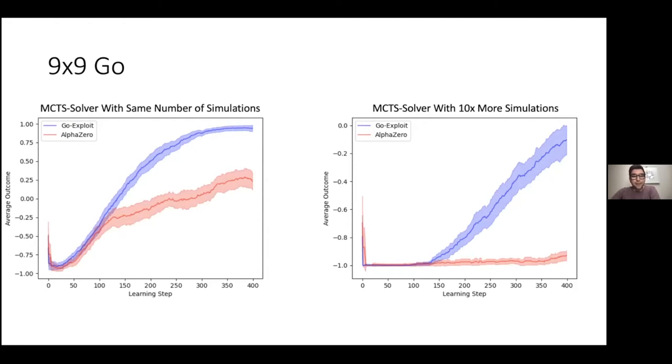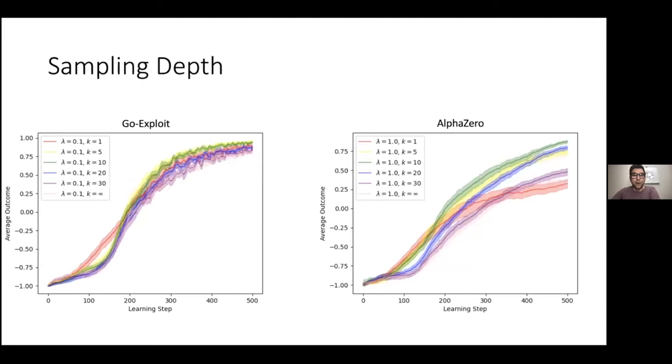To help explain these good results, I'm going to appeal to some of the guiding principles we used when we designed Go Exploit. First of all, one of the things we were really trying to accomplish was to reduce the exploration bias on the learning targets that was present in AlphaZero. To demonstrate that there's less bias on the learning targets in Go Exploit, I'm going to show you the results of our parameter sweep in Connect 4 for both Go Exploit and AlphaZero. In Go Exploit, the parameter settings that had the most success against MCTS solver were the ones that sampled 5 to 10 moves. Those are the green and the yellow lines. So in their self-play trajectories, they would sample for 5 to 10 moves.